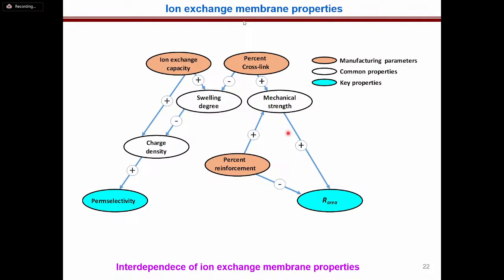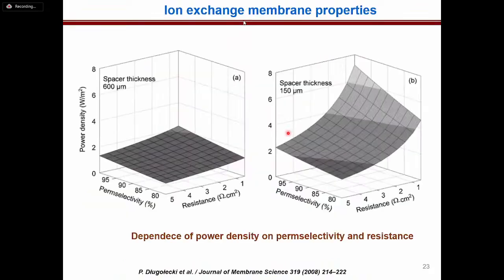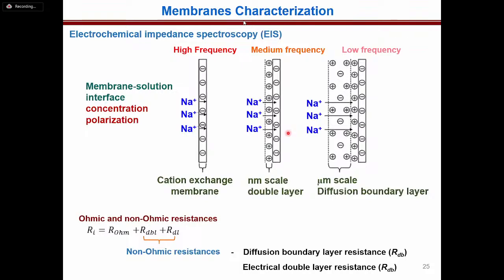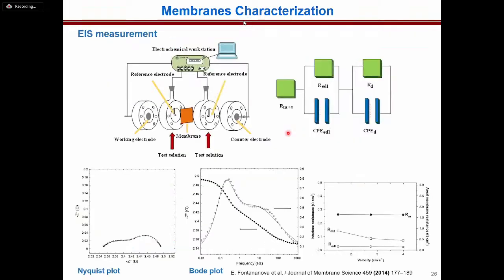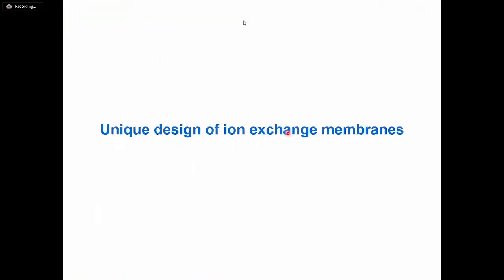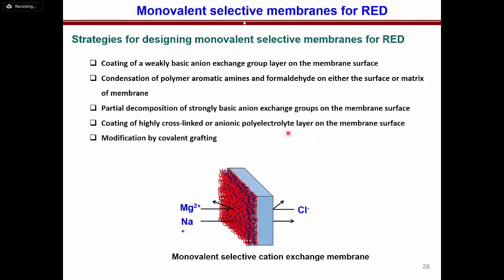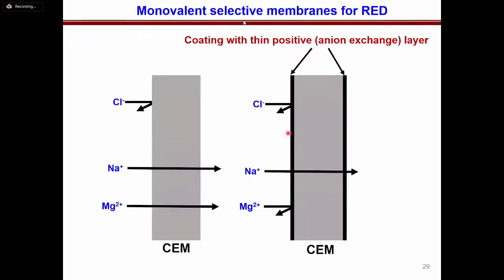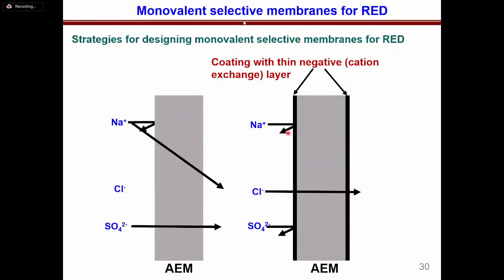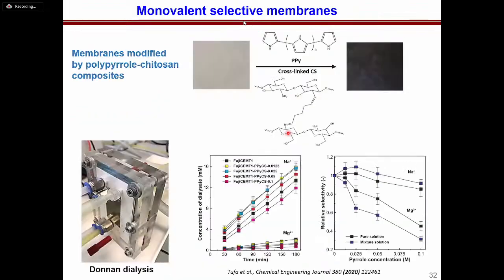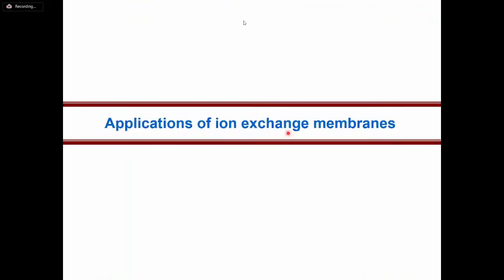So in the next lecture, I will talk more about the physical characterization and impedance measurements, electrochemical impedance, and some of the unique designs like monovalent selective membranes, how we can make them and how we can characterize them physically. I will give you some examples.